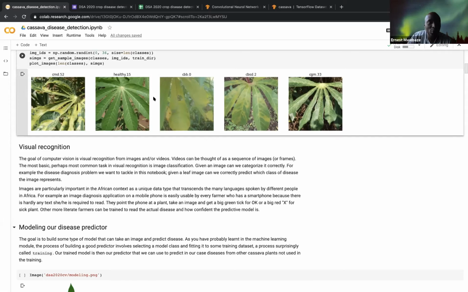So the challenge here is what exactly you're trying to do. When we tried to do this with the farmers, for example in Uganda, and asked the experts what would be most meaningful, they said the farmer just wants to know, given a leaf, what disease it is. They're not too keen to know exactly which portion of the leaf is diseased.